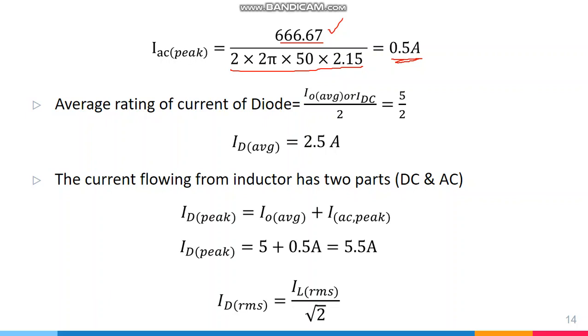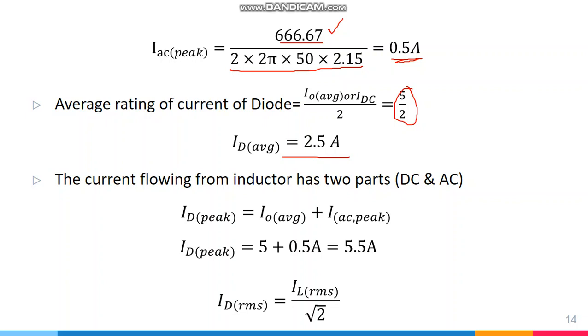The average rating of the current of the diode will be the average output value divided by 2, because we have two pairs, and for half the time period one pair will be operating, and for the second half the other pair will be operating. So 5 ampere by 2, the average value of diode current will be 2.5 ampere.